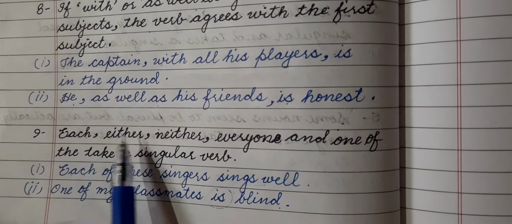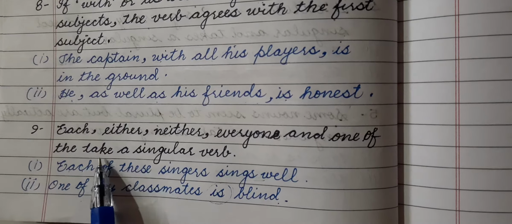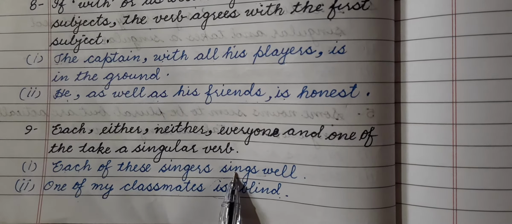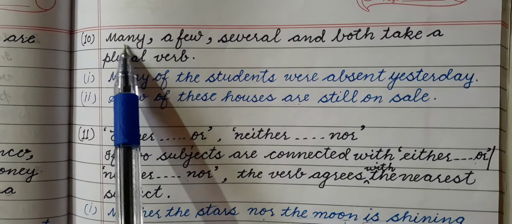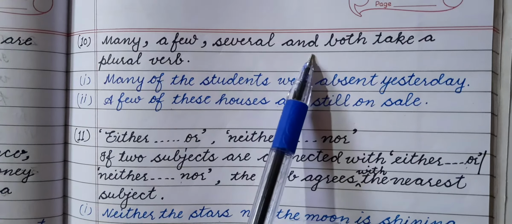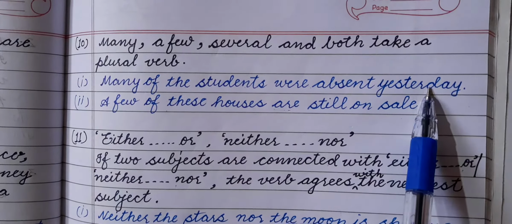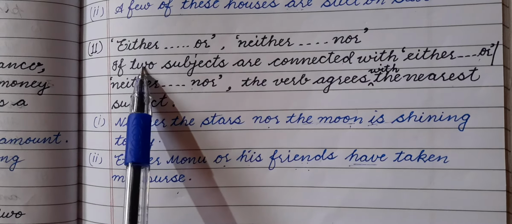Each, either, neither, everyone, and one of the take a singular verb. Each of these singers sings well. One of my classmates is blind. Many of you, several, and both take a plural verb. Many of the students were absent yesterday. A few of these houses are still on sale.